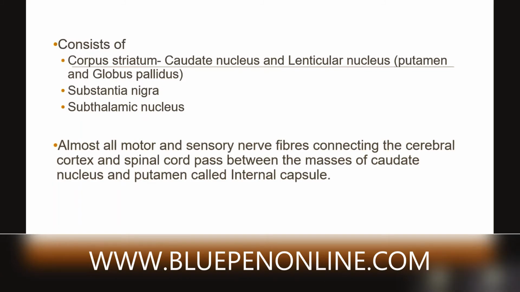Almost all motor and sensory nerve fibers connecting the cerebral cortex and spinal cord pass between the masses of the caudate nucleus and the lenticular nucleus, called the internal capsule. This term is very important, and you can see it being used in the pyramidal tract pathway.